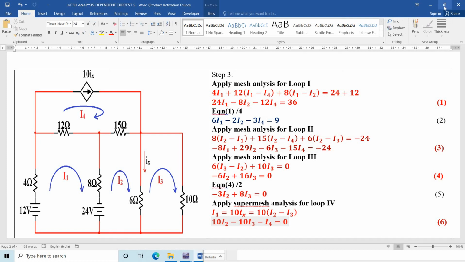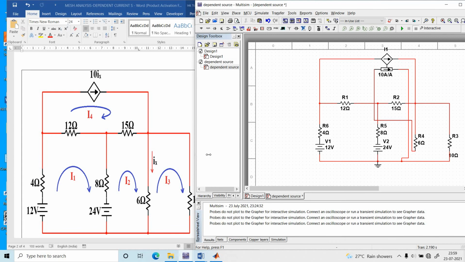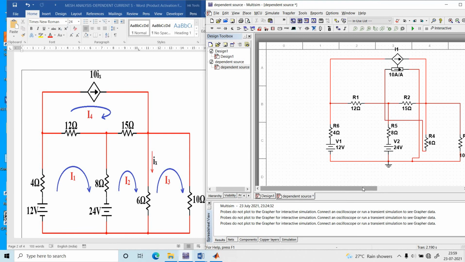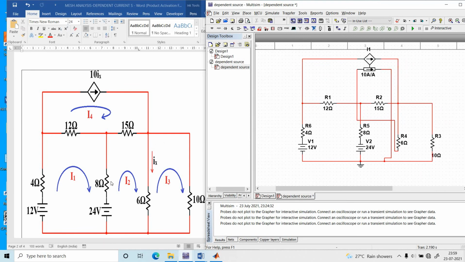Okay, next I am going to explain how to find the voltage across 10 ohm resistor using MULTISIM simulation software. See here how to connect this: first 12 ohm, then 4 ohm, 24, 8 ohm, then 12 ohm, 15 ohm, then 10 ohm. Here this is the dependent current source. Okay. Then this dependent current source, one of the terminals is connected to 6 ohm. The next terminal is connected to the next end of the 6 ohm. Okay, this is connected to the next end, and this is connected to the ground terminal.